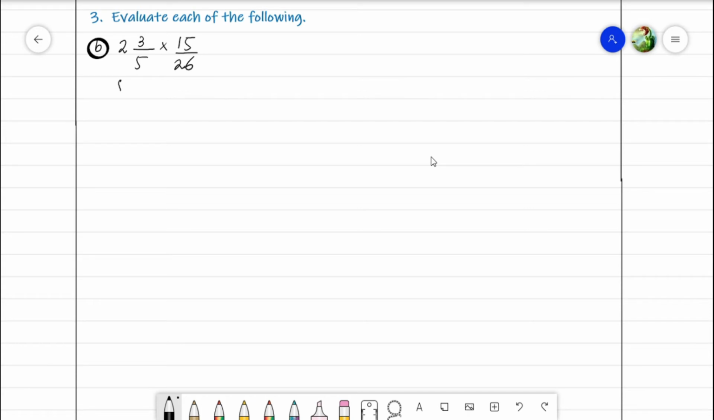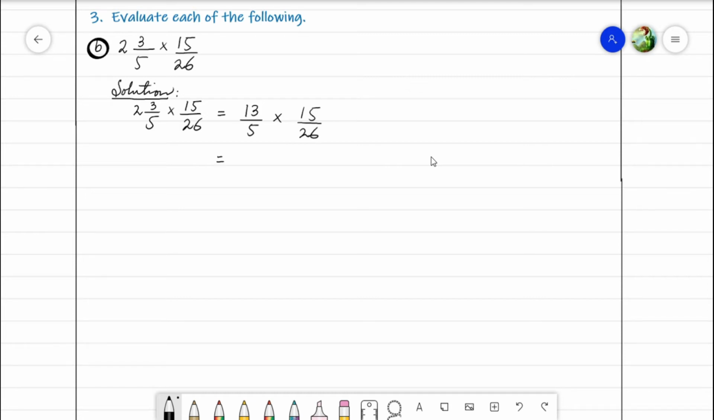So first of all I will write solution over here. If you follow this format, your presentation will be very good and your teacher will be impressed by you a lot. So I have written the question. And now how would I solve it? First of all, I will change it into an improper fraction. 5 2s are 10 and 10 and 3 is 13. 13 upon 5 multiplied by 15 upon 26.